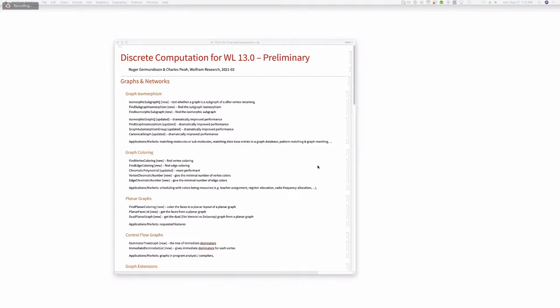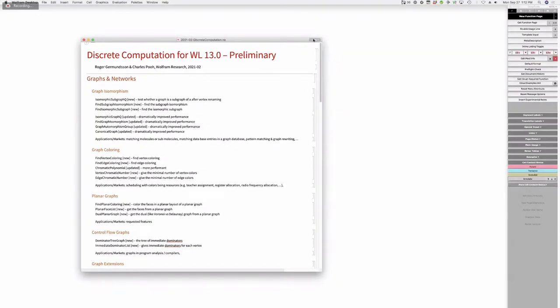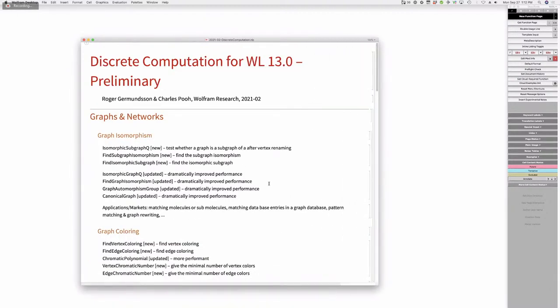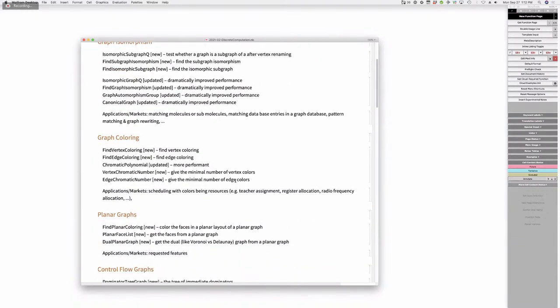Okay, hi everyone. We are continuing our design review of discrete computation for version 13 of Wolfram Language. Where had we got to last time? We'd looked at some very lovely functions last time, halfway down into geometry. All right, was there anything left over from this earlier stuff? I don't think so.